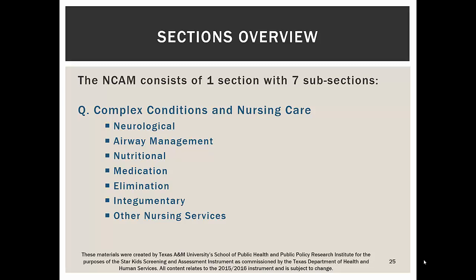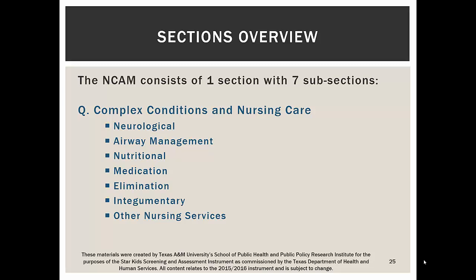Section Q concentrates on complex conditions and skilled nursing care. These items are used for identifying potential skilled nursing needs and also serve as a part of the requirements for determining medical necessity for individuals requesting CFC services or MDCP. This section includes items relating to neurological care, airway management, nutritional care, medication, elimination, integumentary care, and other skilled nursing services. Only a registered nurse should complete this section.